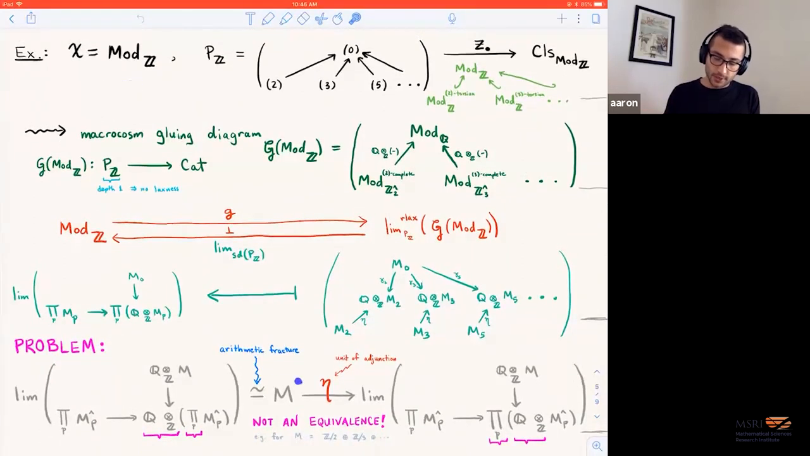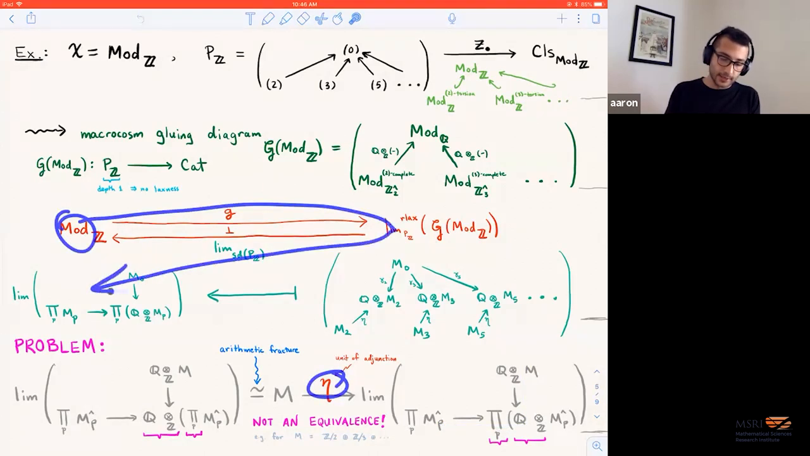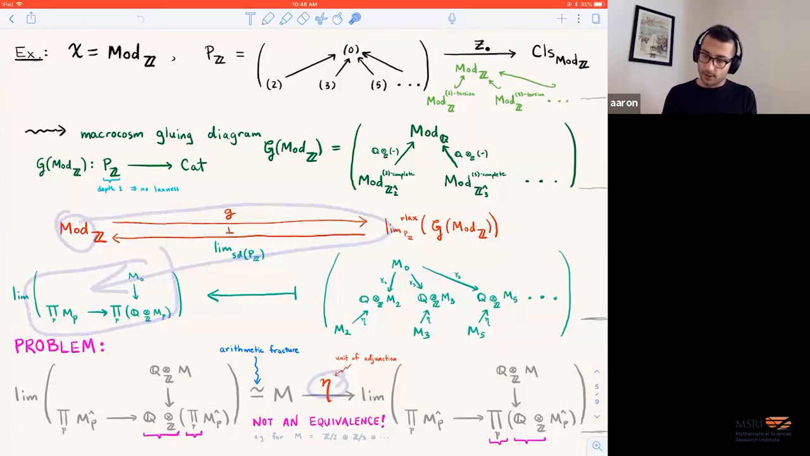So suppose I have a Z module M. Well, let me just recall from the very beginning, the arithmetic fracture is telling us that it's this pullback right here. So the product of its P completions, its rationalization, and then the rationalization of the product of the P completions. Compare that with what appears right here. It's pretty similar. So this is the unit map of the adjunction.